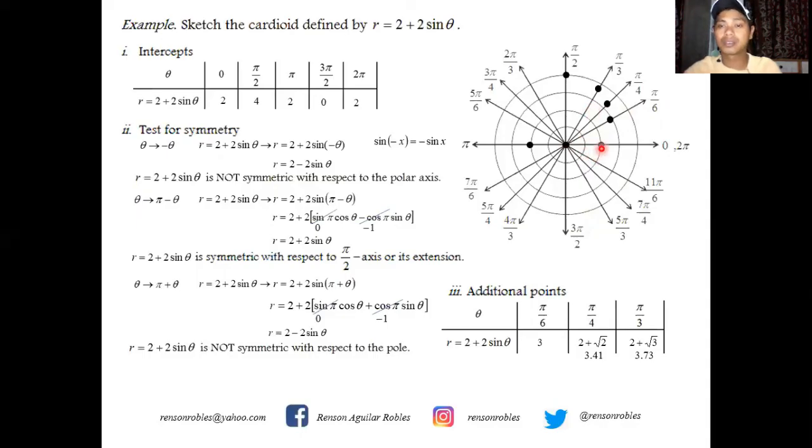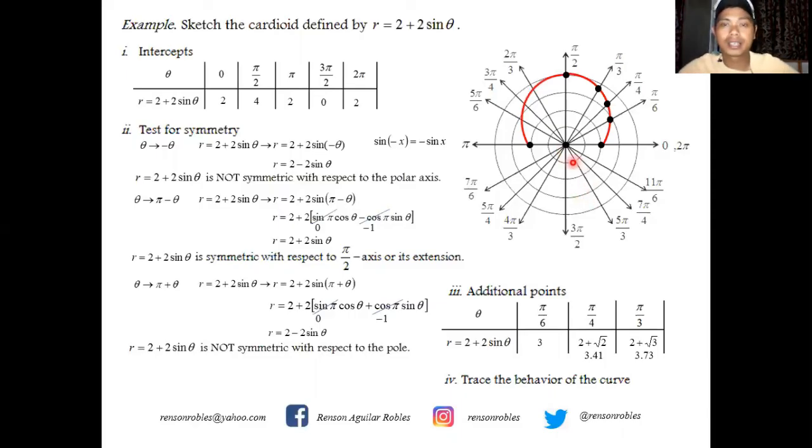You start at 0. It will ascend at pi over 6, going to pi over 4, to pi over 3, and pi over 2. And then you will have this part of the cardioid. Okay, that's the behavior of your curve. And again, since this is symmetric with respect to the pi over 2 axis or its extension, so that is symmetric with respect to this line, and we will make a reflection of this curve on the left side. So this will have a reflection on the left side, and it will look like that.